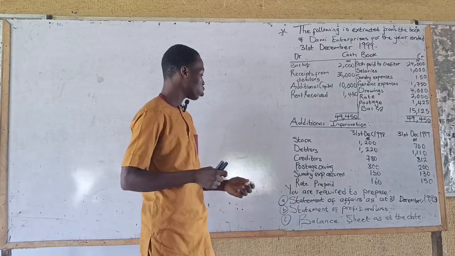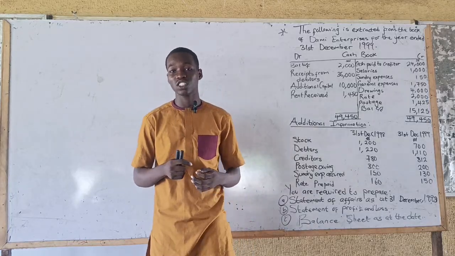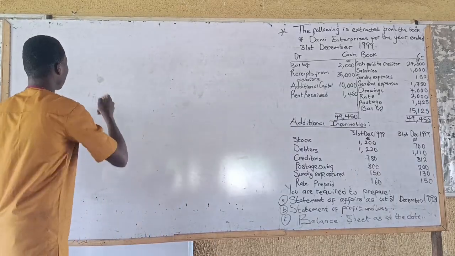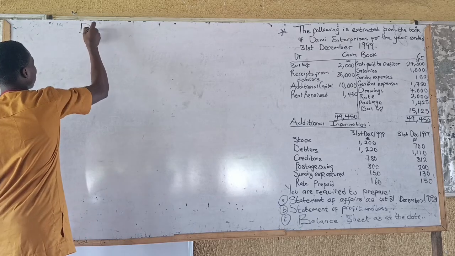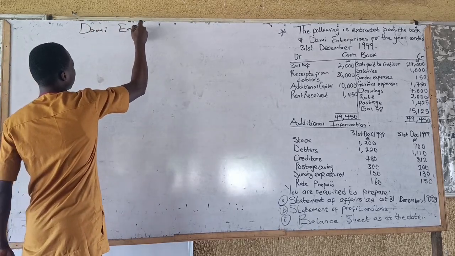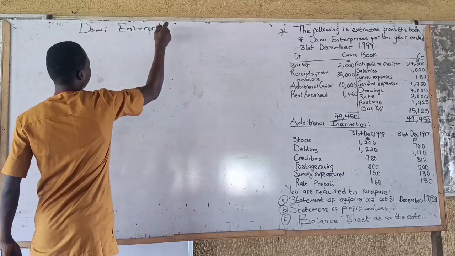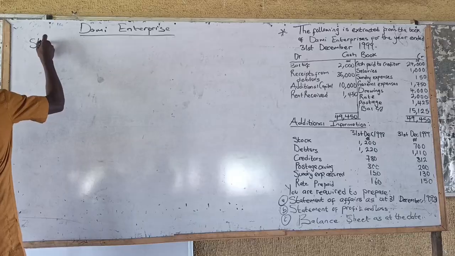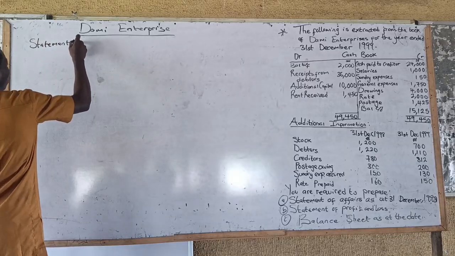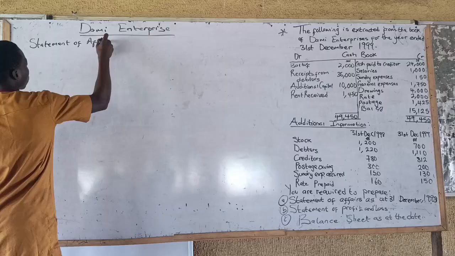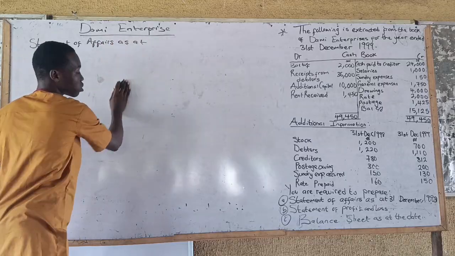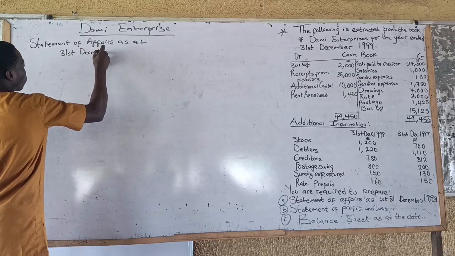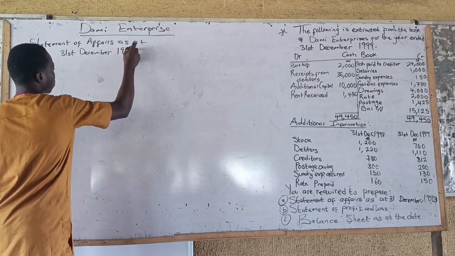The first thing we are to do is to prepare the statement of affairs, that is the opening statement of affairs. And don't forget, when you start writing this up, you start with the name of the enterprise, which is Dami. So we have Dami Enterprise, Statement of Affairs as at 31st December 1998.